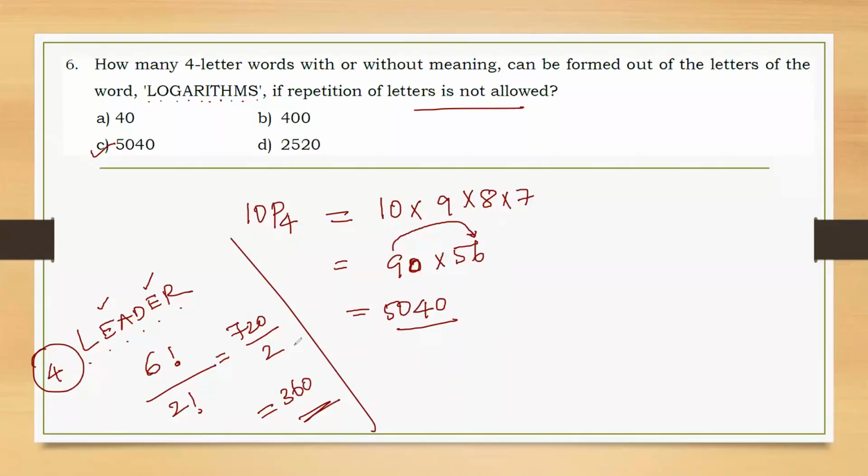Okay. So clear? You have to divide, Siddharth, if you have a repeated letter in the same question, then 10P4 divide by that value. For example, if R is repeated twice, then 10P4 divide by that R 2 times, right? So 2 factorial, like that.